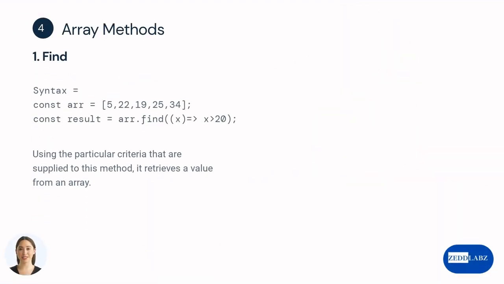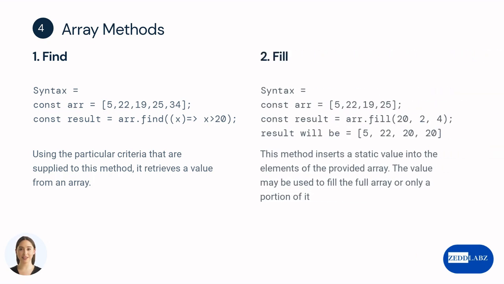As we can guess from its name, the find method searches for a value using the given criteria. In the above example, the value of the result variable is 22 because 22 is the first element of the given array that is higher than x and it matches the condition. The next array method is the fill method. This method inserts a static value into the elements of the provided array. The value may be used to fill the full array or only a portion of it. It alters the initial array. In the above example, the values of the array have been replaced with 20 from index 2 to 4.